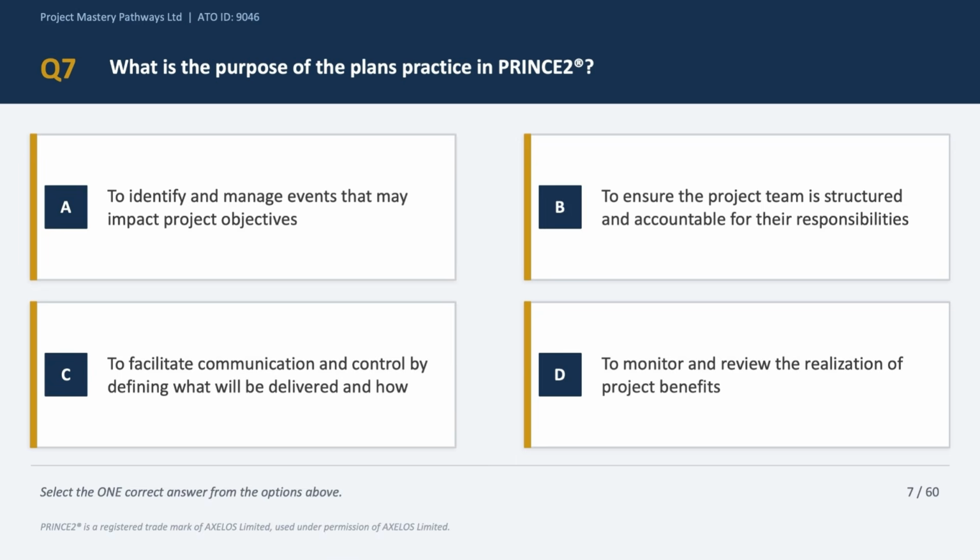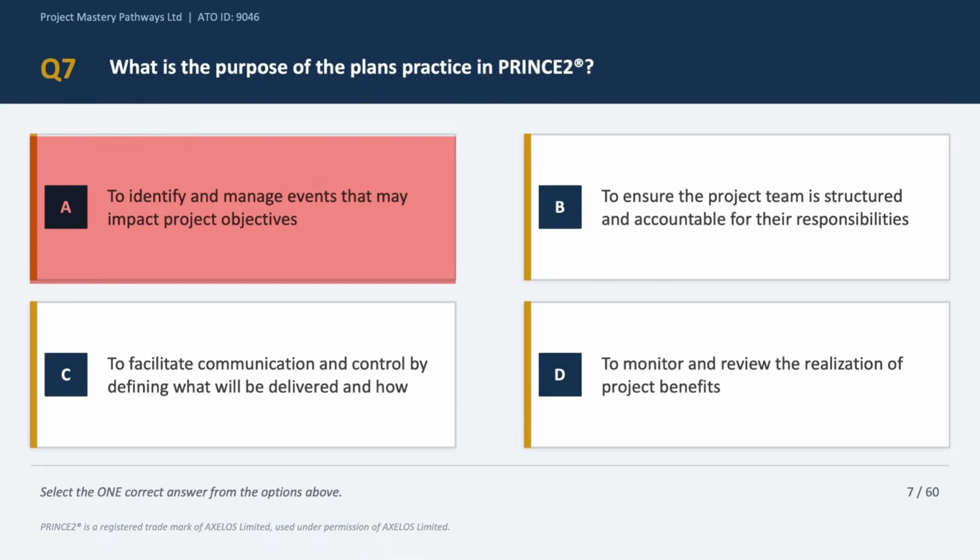Right, so question number 7, and now we are looking at the purpose of the plans practice. So let's look at option A, which says to identify and manage events that may impact project objectives. Now that is describing the risk practice. So that is why option A is incorrect.